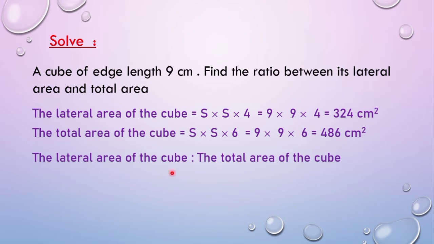To get the ratio between the lateral area and the total area, I will make the ratio between them 324 to 486. I will divide by 6. The first one will be 54, the second one will be 81. Divide by 27: the first one will be 2, the second one will be 3. So the ratio between the lateral area and the total area is 2 to 3.